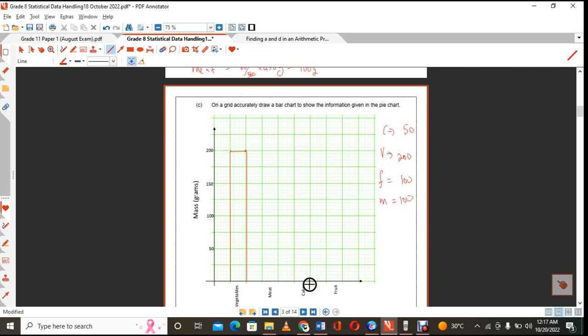Then the meat, 100 gram. So meat. Remember, the spaces between the bars should be equal. All right. And cake, 200.